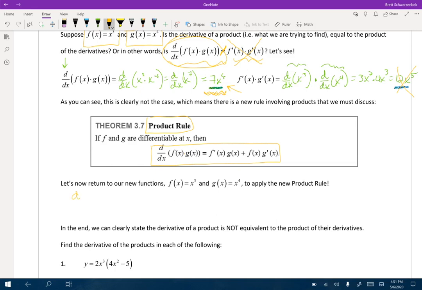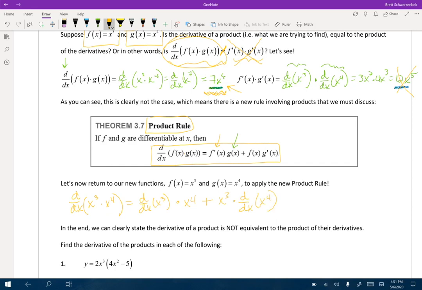So here we go. Derivative of our product. In this case, the derivative of our product, x cubed times x to the fourth, is equal to, according to this formula, first we find the derivative of f. So the derivative of x cubed. Then we multiply by the original function g. So that's just x to the fourth. Okay, then we add the original function f, which is x cubed, times the derivative of g, which is x to the fourth.